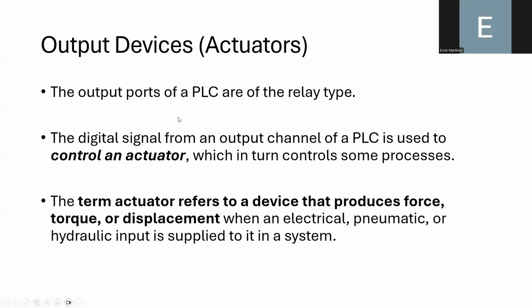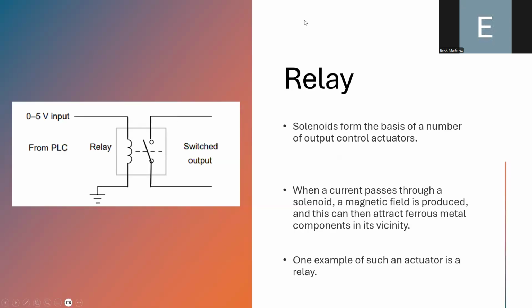Okay, so for example, one of the common types of outputs is the relay. Relays, also called solenoids, are in fact the basis of many control outputs. And well, this is the electrical diagram of the relay. Here you have a voltage. According to this diagram, you will have in this part an input voltage that goes from 0 to 5 volts. This will come from the PLC. This is the output or the activation that the PLC is generating, and we are connecting this output of the PLC to the relay. The relay is essentially a coil.